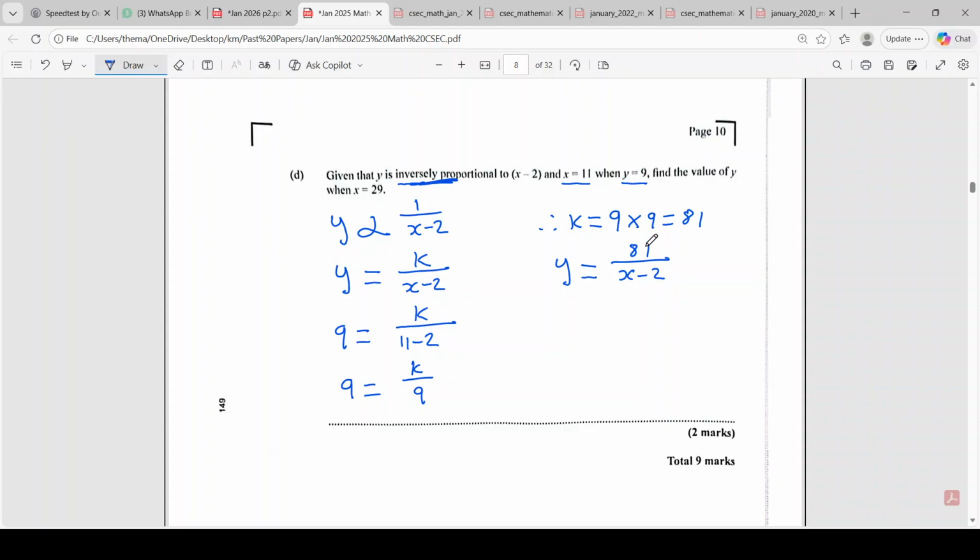We found out what k is, so now we can do the last part of the question: find the value of y when x is 29. When x is equal to 29, we substitute and get y is equal to 81 over 29 take away 2. 29 take away 2 is 27. 81 over 27 is 3. So therefore y is equal to 3.